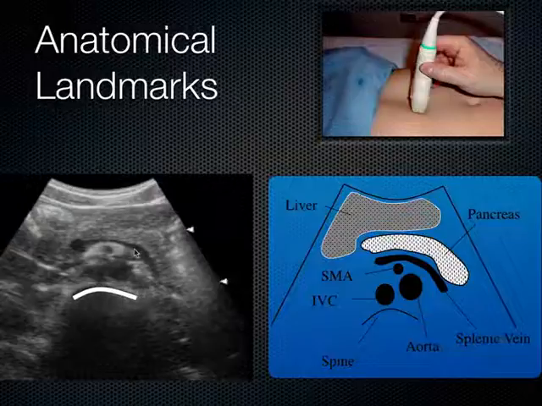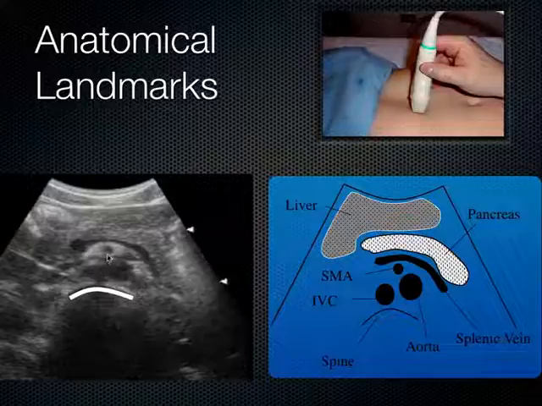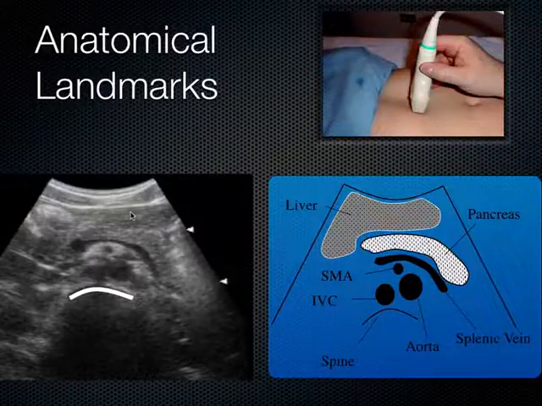Another review of the transverse anatomy indicates the patient's right, and we see the spine shadow, aorta, IVC, SMA. Here's that worm of splenic vein crawling over the SMA. This is the pancreas with its body and tail down here, liver.